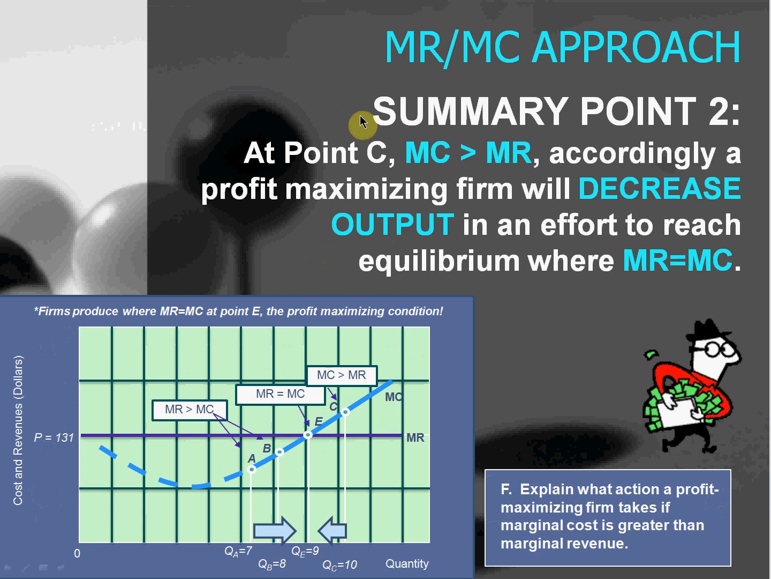The second summary point is as follows. At point C here, notice that now we are at a point of production where marginal cost exceeds marginal revenue. Accordingly, it's costing more to produce that unit of output than you're acquiring in the sale of the unit of output. And any profit-maximizing firm would opt to decrease their level of output in an effort to acquire the equilibrium point where marginal revenue is again equal to marginal cost. Note that element F of your task asks a very similar question.